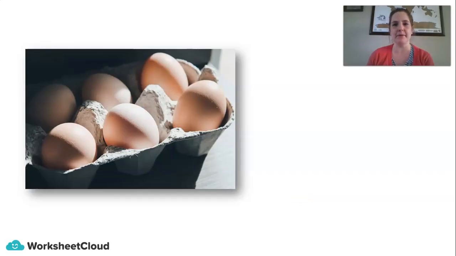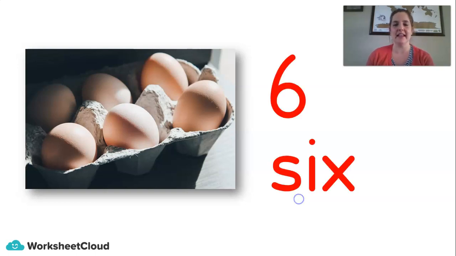Right, the next number we learned was 6. Okay, there's the number 6, and this is how you write it. 6, the number symbol and the number name. Now, if I gave you these eggs and I said, please write the number name, you would write the word. And if I said write the number symbol, you would write 6. Okay, it's the same thing. One's a word and one's the number.